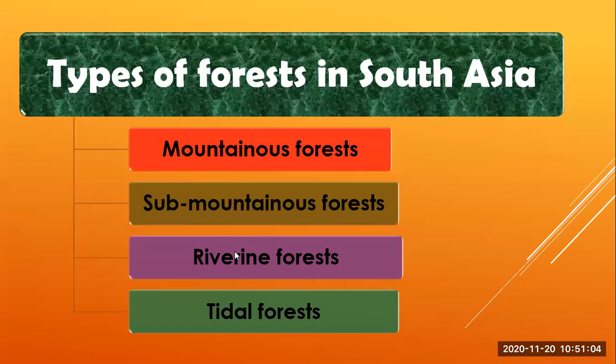As I told you in the class as well, if we ponder these words, if we pay attention to these words, the definition would definitely be cleared. How? Because mountainous forest is a word that shows something like mountain. Submountainous is a word that shows something like submountains. Now, what does it mean by submountains? We will talk about it. In riverine, we can see a word here that is river. Tidal forest, we can relate this word to the tides. Tides are there in seas and oceans. So let's get started with type number 1, which is mountainous forest.